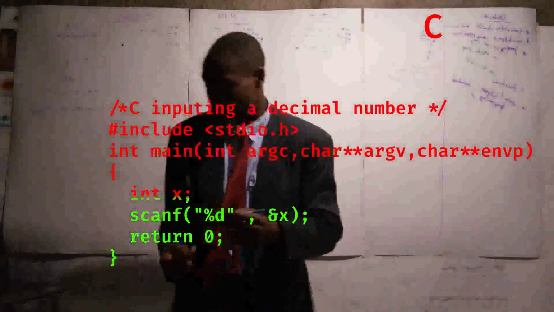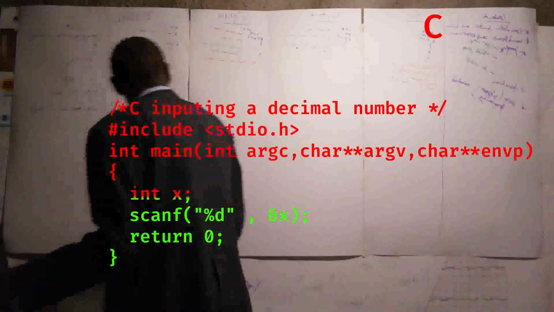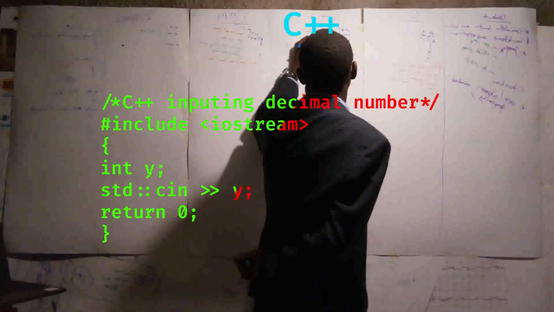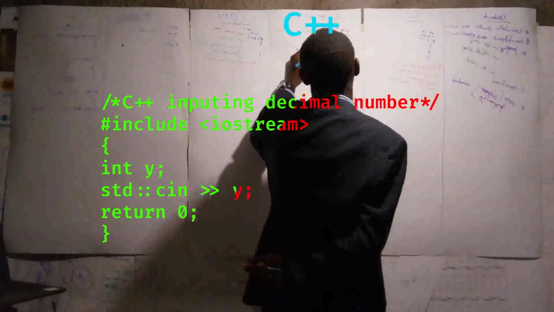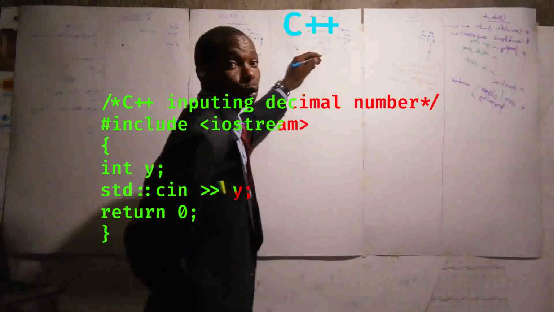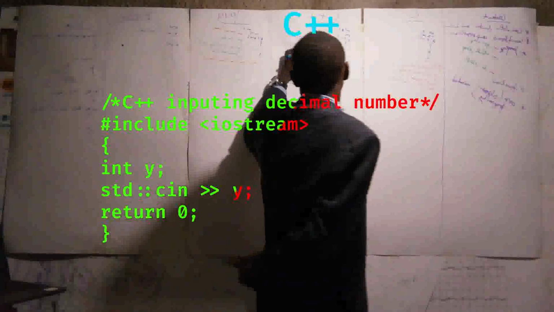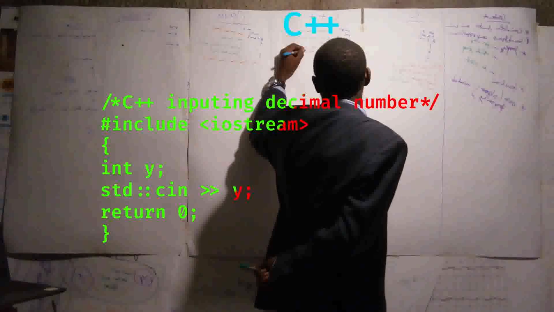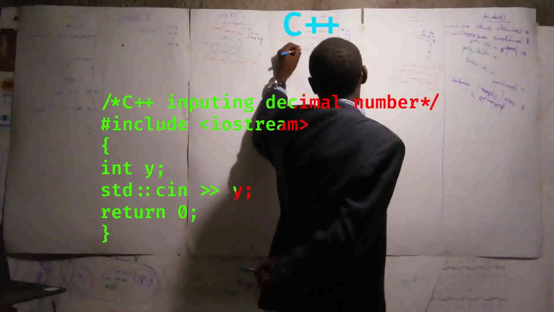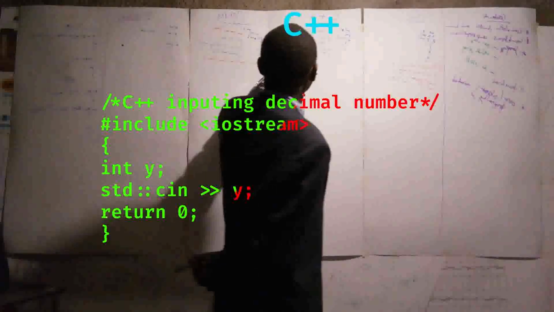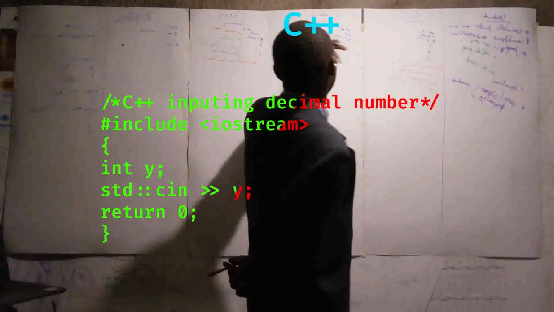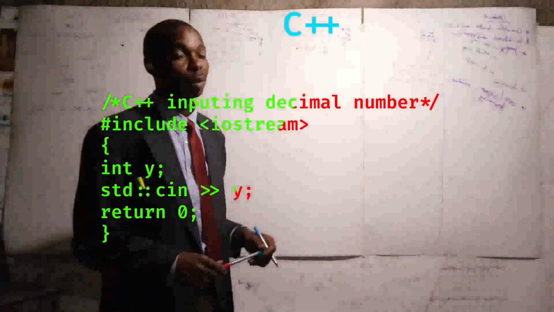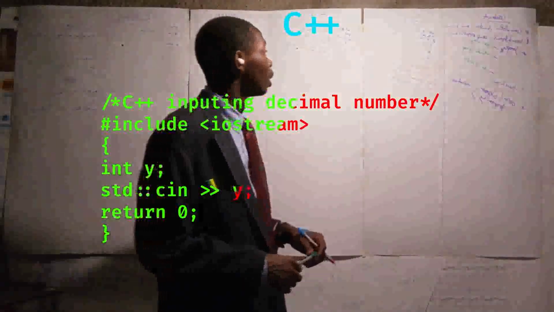So in C++, we should declare int y, semicolon, and then for inputting we call std four dots cin, then the shift right operator, cin >> y, and semicolon. So here in C++, we input the variable y from the console.